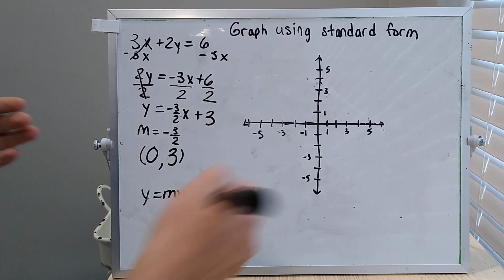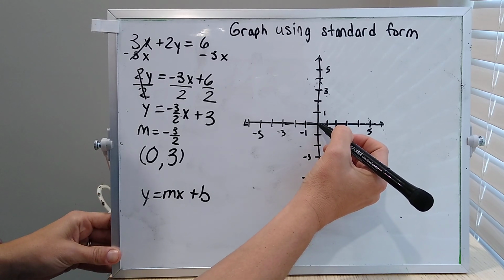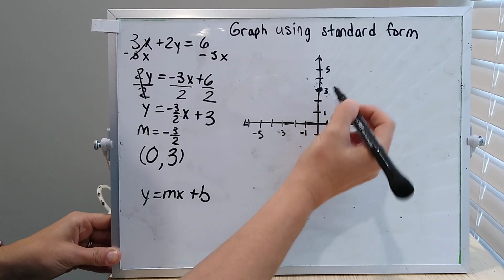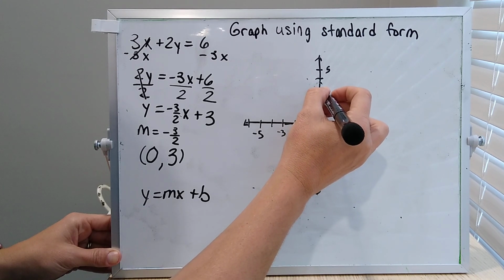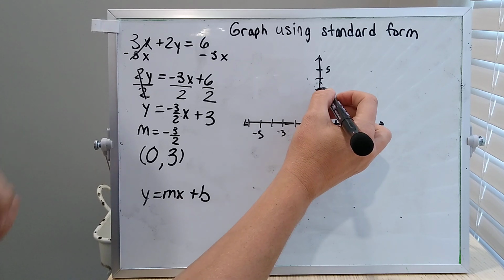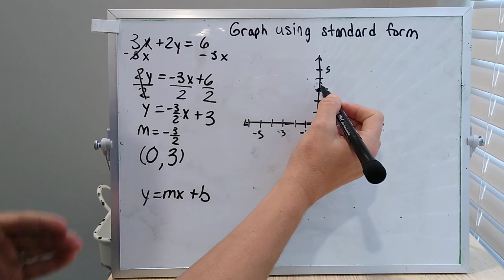So let's go ahead and graph. So for our ordered pair, we have 0, so let's start at the origin. And then our y is 3, so we'll go up 3. Now from that plot, not from the origin, we are going to use our slope. We have negative 3/2. I'm going to use the negative with the 3, which is our rise, meaning we're going up or down. Since it's a negative, we'll be going down.